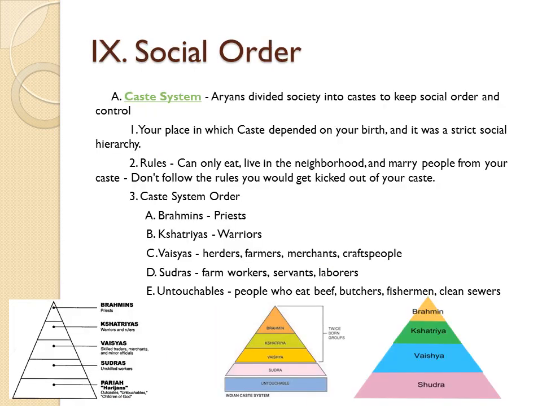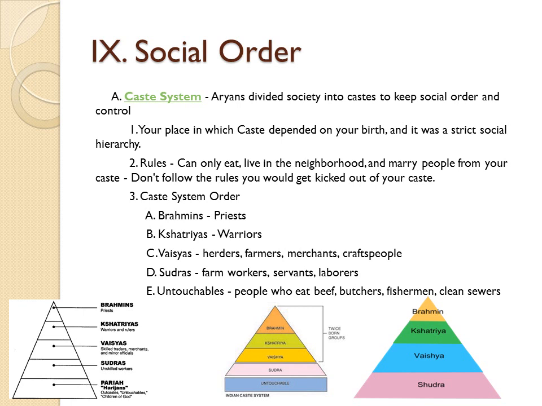And then the social order. This is probably one of the most important things to understand about India, and we will spend time talking about this. It's called the caste system. The caste system was how India was divided, its social hierarchy. In India, it was very strict. Depending on who you were born to, it determined what your caste was, and you were not going to move out of your caste.